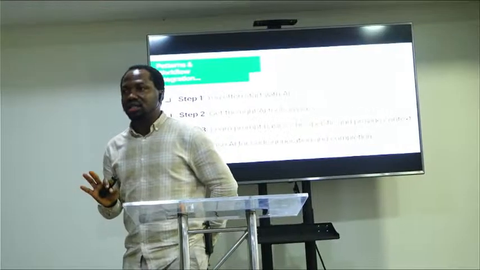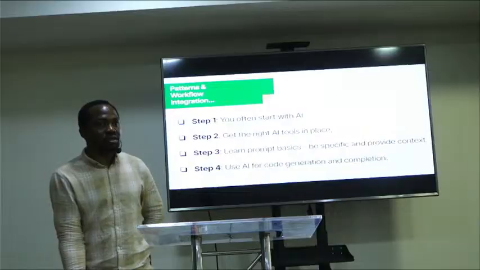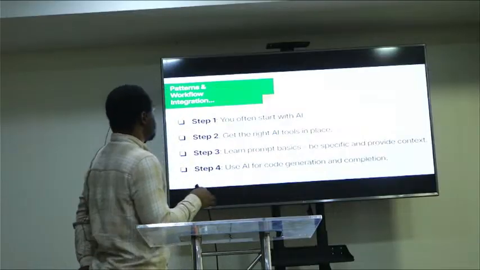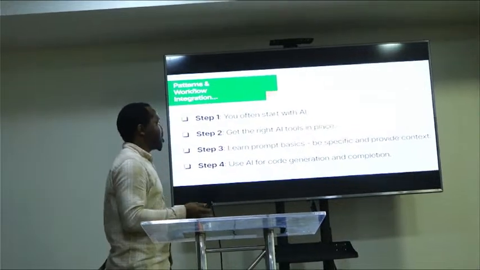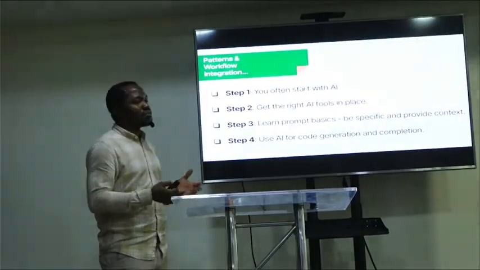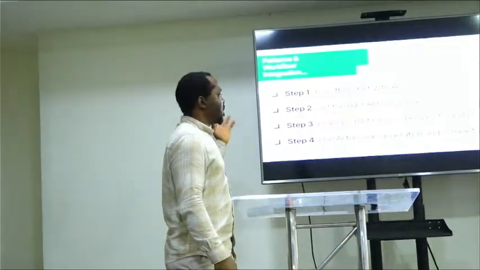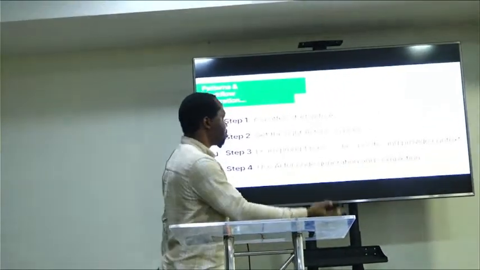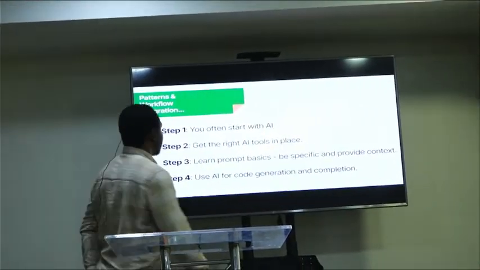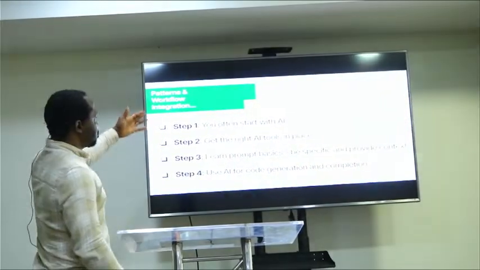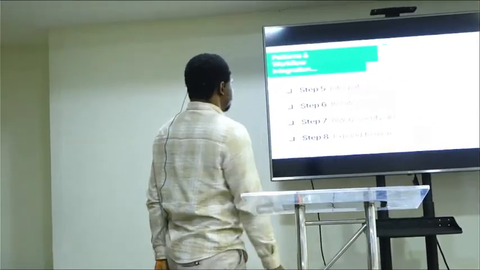It works, right? So, as mentioned earlier on in all of these pilots, it's not going to replace you. Get the right AI tools in place, right? So these are the patterns of starting to become AI native. You have to get the right tools in place. Learn prompt basics, be specific and provide context, as we mentioned earlier. Use AI for code generation and completion. So those are the steps of getting AI to start working for you.